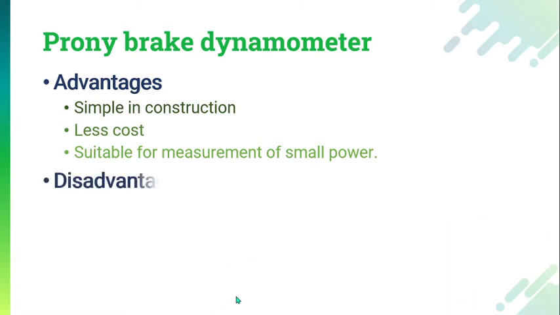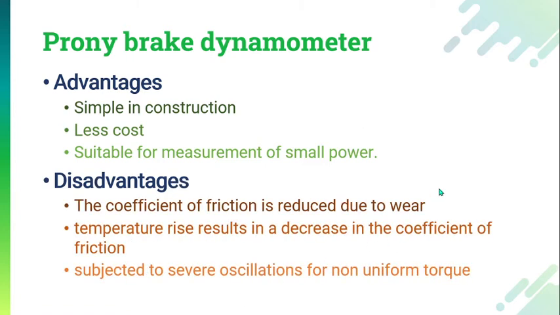But it also has some disadvantages. The very first disadvantage is that the coefficient of friction is reduced due to wear of the block. So basically, for the long run, the dynamometer is not that usable any longer. Whenever we talk about the long run, that means longer usage, or whenever we talk about larger power, what will happen? The coefficient of friction will reduce with respect to time. So we cannot use this particular dynamometer for long runs and large power measurement.